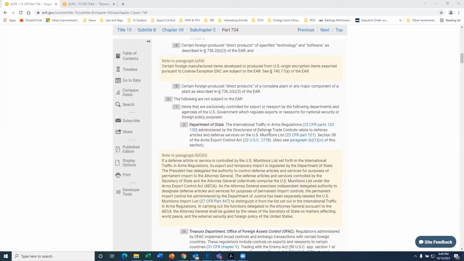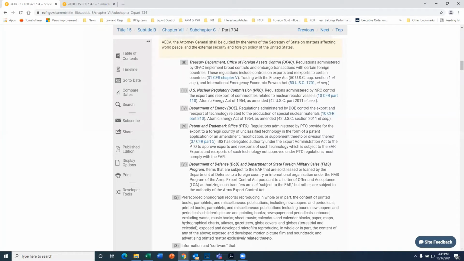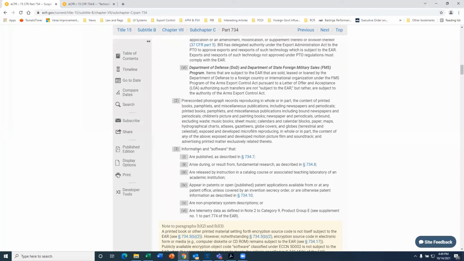So defense materials, those are governed by the ITAR, the State Department. You see those sections of the CFR referenced here. Trade sanctions, certain nuclear materials covered by NRC and DOE. The Patent and Trademark Office also has its own very minute carve-out. But let's get down to the big one that's not subject to the Export Administration Regulations.